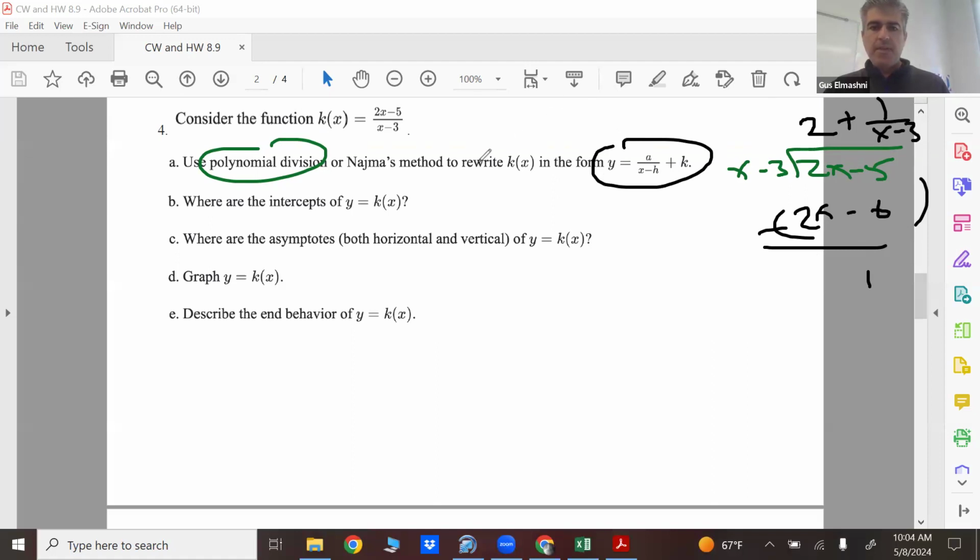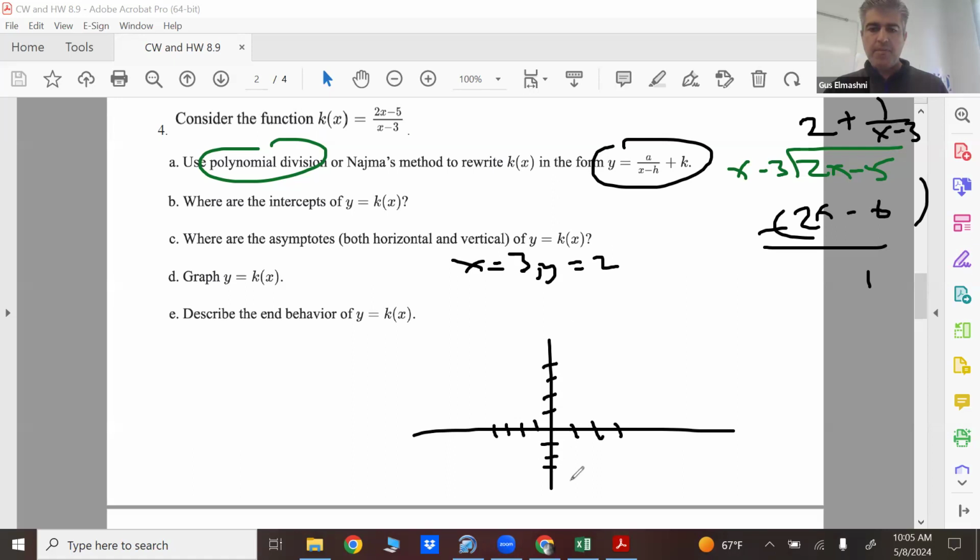It becomes that. Where are the asymptotes? That's easy. x equals 3, y equals 2. If I graph this guy, okay, the y-intercept is 5/3, which is right here.